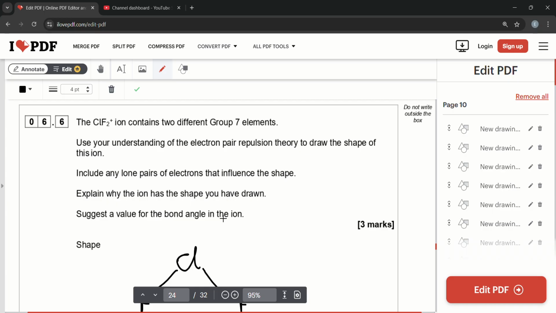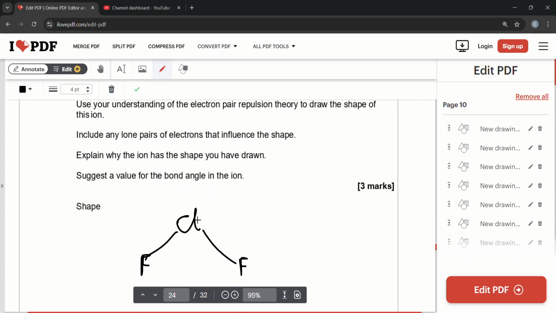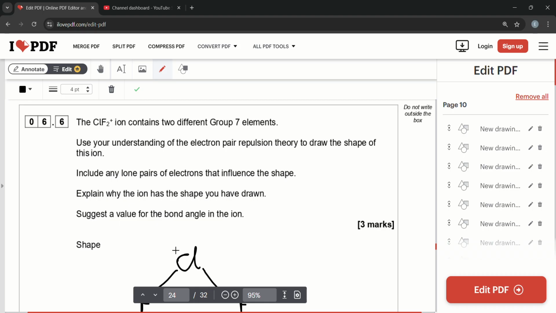How many lone pairs of electrons is it going to have? Well, chlorine is in group 7. F is in what group? So the chlorine is bonded to two fluorines, so it's going to be 8 minus 2, which is 6. So it will have 2 lone pairs of electrons. So here and here.